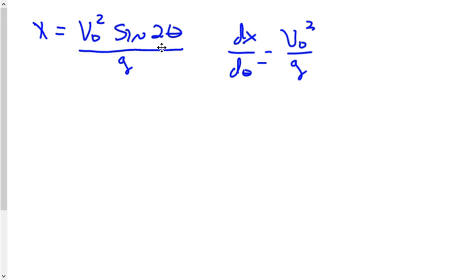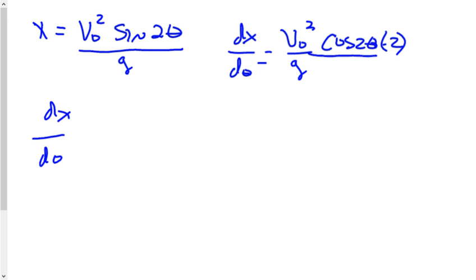Now we need to take the derivative of sine, and that of course is cosine of 2 theta. And now we must take the derivative of 2 theta, and that just equals 2. So I'm going to say times 2, and I'll put that in parentheses. So dx d theta has to equal 0 in order for us to be at a maximum or a minimum. So that's going to equal 2 V naught squared divided by g times the cosine of 2 theta.